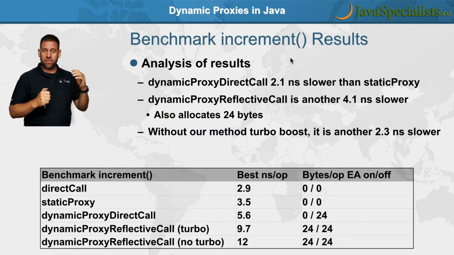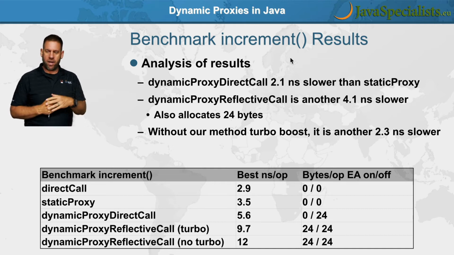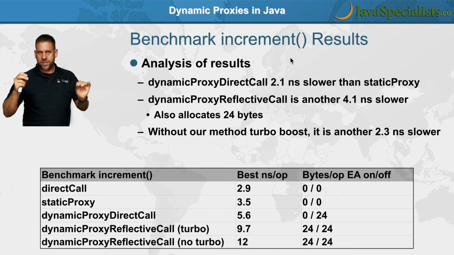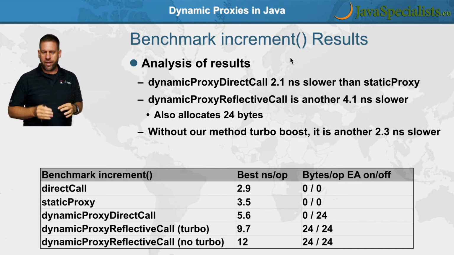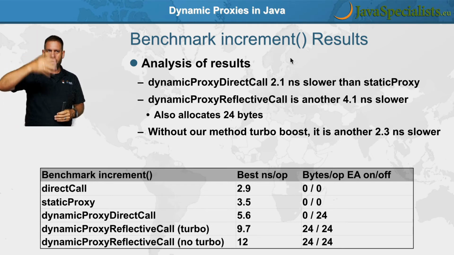Here's the analysis of the increment method. And if I call it directly, it takes about 2.9 nanoseconds per operation. Now, this is running on my 2016 MacBook Pro, but I turned off the CPU turbo boost so that it's always running at sort of, I think it's 2.4 gigahertz or 2.5 gigahertz. So it doesn't wave up and down.